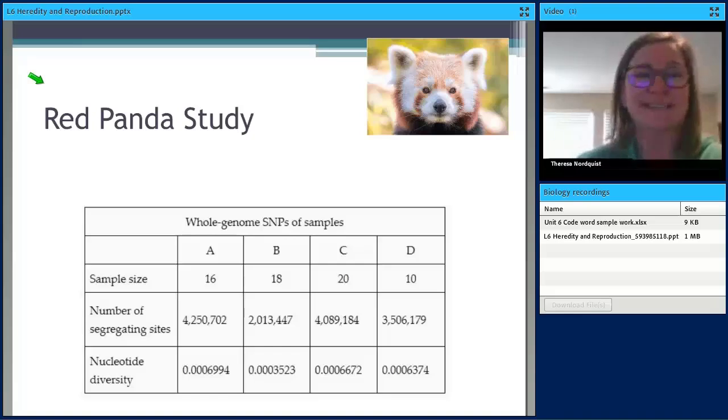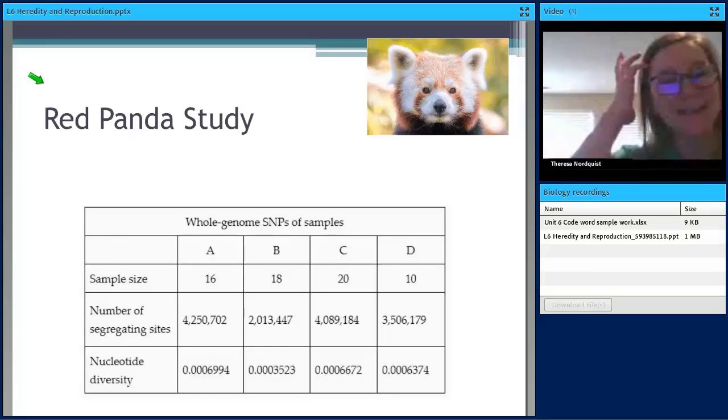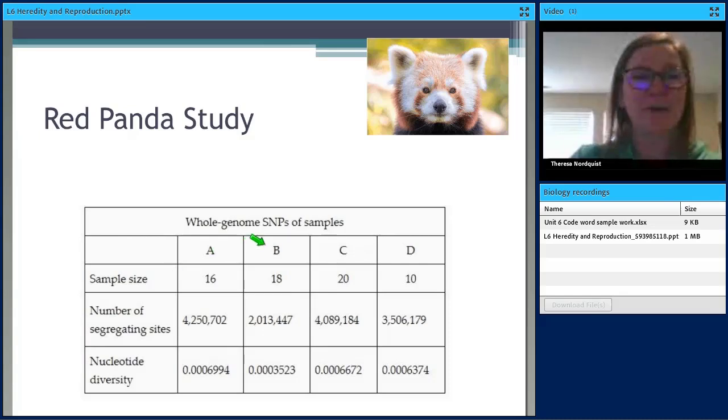The lesson also talks about the panda studies. Now we get back to seeing cute pandas. I want to explain this a little bit. So they looked at different populations of this panda, A, B, C, D, and they're telling you the population size. They never explain what this number of segregating sites is, and I'm not sure what they're referring to, but these are really big numbers.